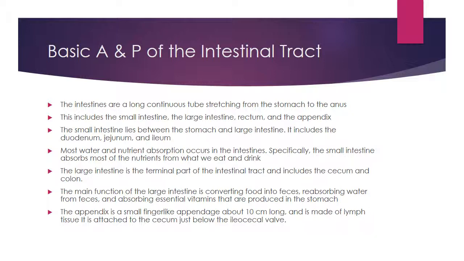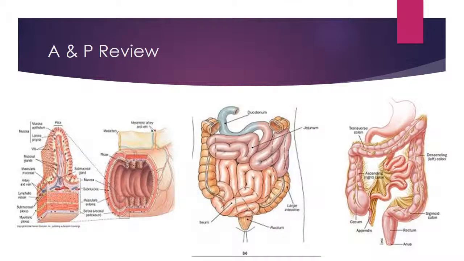Most water and nutrient absorption occurs in the intestines, specifically the small intestine absorbs most of the nutrients from what we eat and drink. The large intestine is the terminal part of the intestinal tract, and that includes the cecum and colon. And the main function of the large intestines are converting food into feces, reabsorbing water from feces, and absorbing essential vitamins. The appendix itself is a small finger-like appendage about 10 centimeters long that's made of lymph tissue, and it's attached to the cecum just below the ileocecal valve. And there are just some pictures pointing out what I just explained.